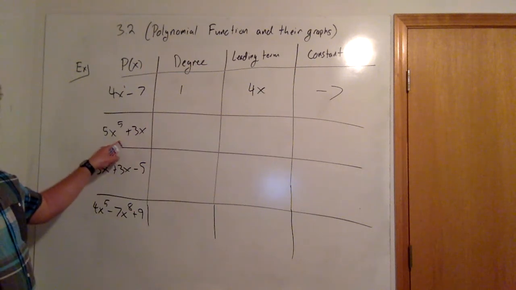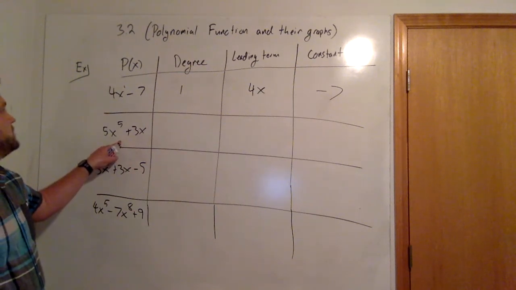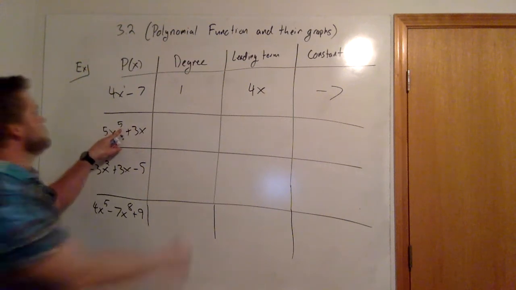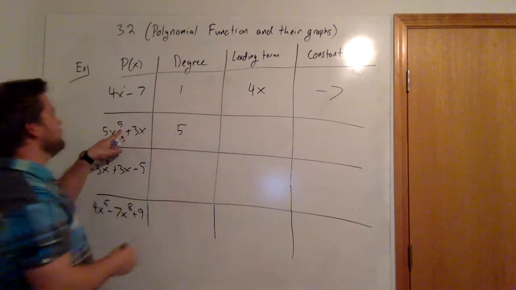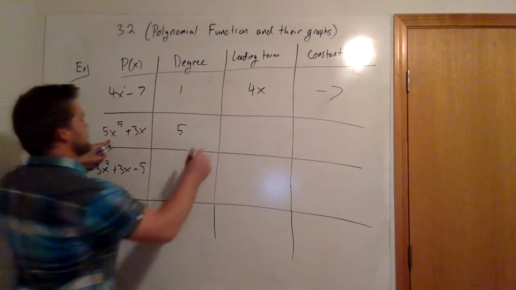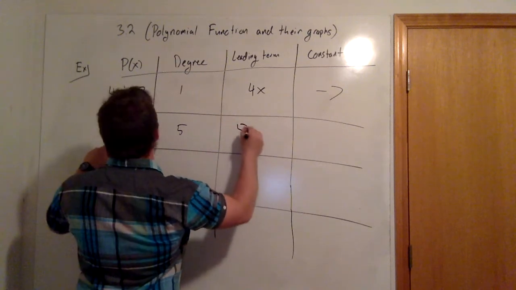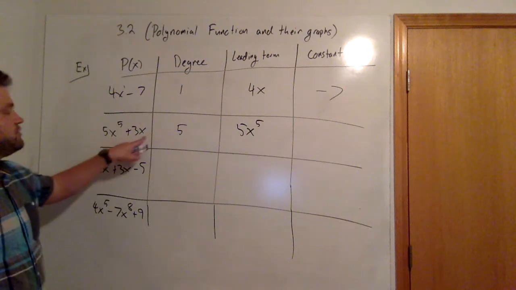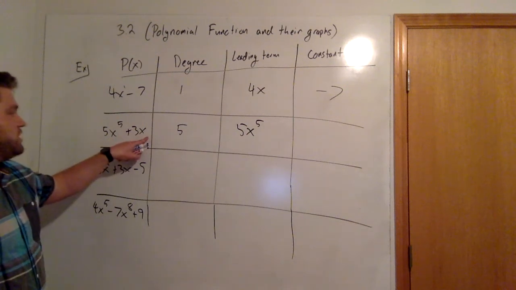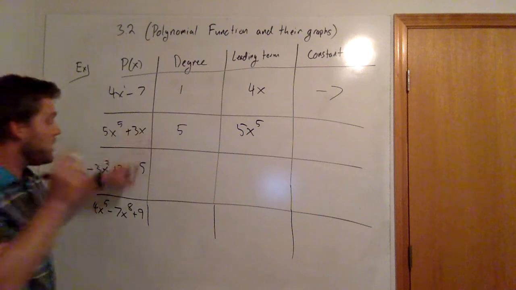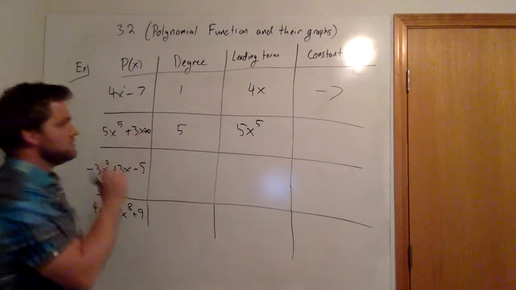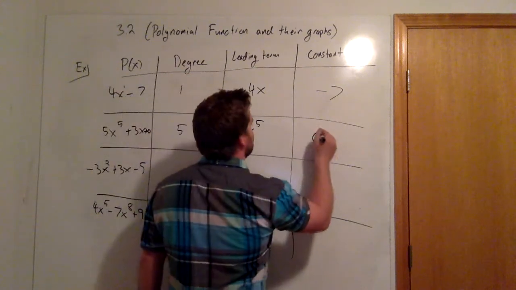For this next one here, the leading term is 5x to the 5th. The highest power is a 5, so this is a degree 5 polynomial, and the leading term is 5x to the 5th. And the constant term, notice there is no constant term here, so what we want to think about is there's kind of like a plus 0 here, so our constant term in this situation is 0.